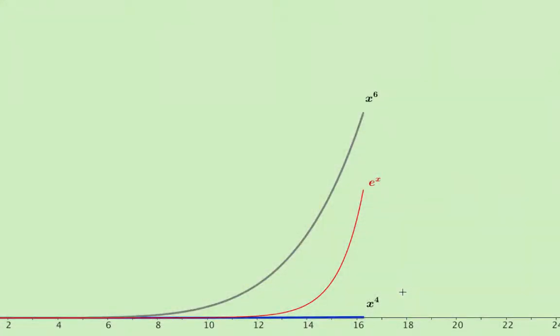Let me repeat with two other functions here. Here's x to the power 4, and here's x to the power 6. E to the x lies in between them, and that is for a value of x which is around 16 or so. But now let me increase the value of x, and you see that the exponential is rising very fast. It has now defeated x to the power 6 and is now off the screen.